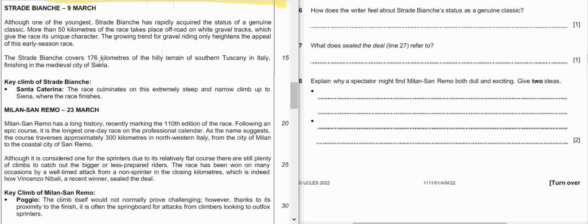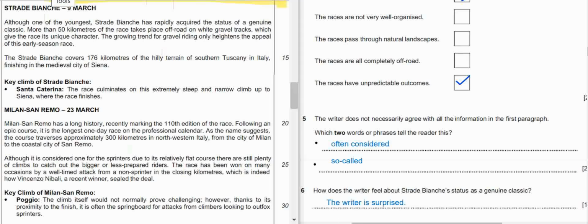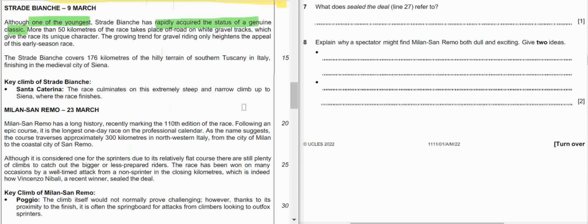Alright, let's open up the answer. If you have not finished, you may pause this video for a while. So the answer may be the writer is surprised. So you can see from the remark as although one of the youngest, so it says although one of the youngest has rapidly acquired the status of a genuine classic. So the writer is surprised about that. Alright, let's move on.